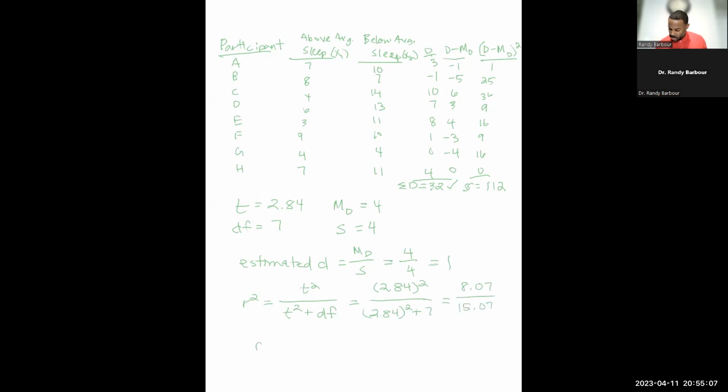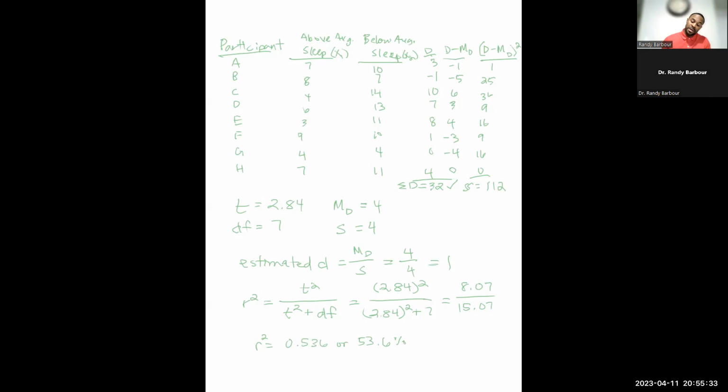And my R squared is going to equal 0.536, or 53.6%. So what this is saying is 53.6% of the variance is explained by the differences between getting below average sleep and getting above average sleep.